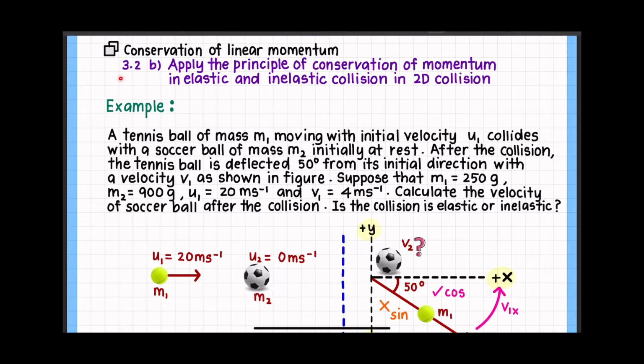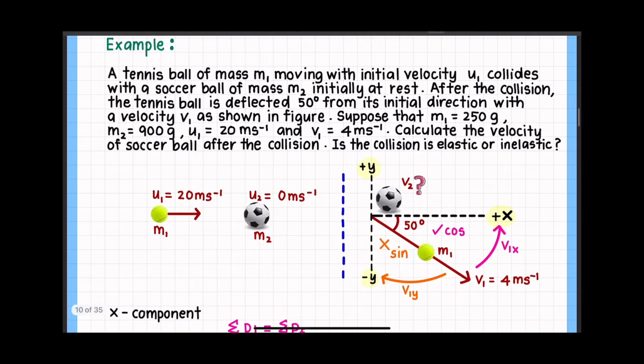Okay, next is 3.2b. Apply the principle of conservation of momentum in elastic and inelastic collision in two-dimension collision. Okay, so first example, we have a tennis ball of mass m1 moving with the initial velocity u1, collides with the saucer ball of mass m2 and initially at rest. After the collision, the tennis ball is deflected 15 degrees from its initial direction with a velocity v1 as shown in the figure.